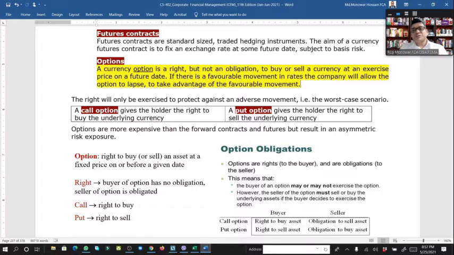That is why it says, if there is a favorable movement in rate, the company will allow the option to lapse to take advantage of the favorable movement.